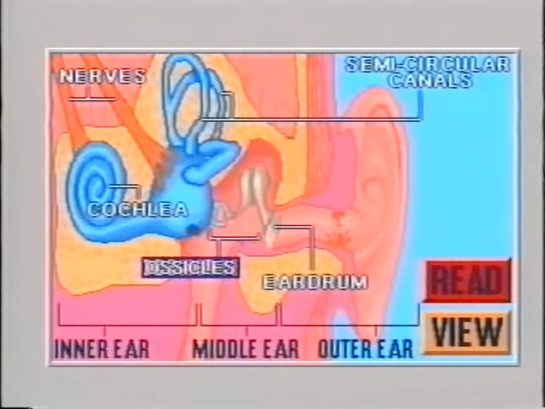The ossicles consist of a group of bones called the malleus and stapes, which amplify the vibrations from the eardrum.